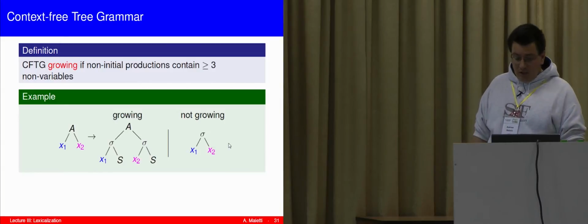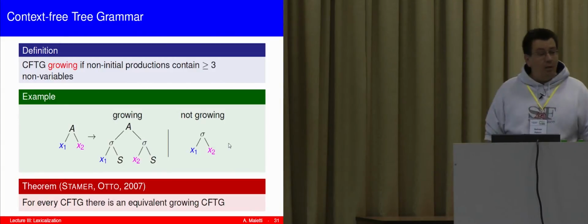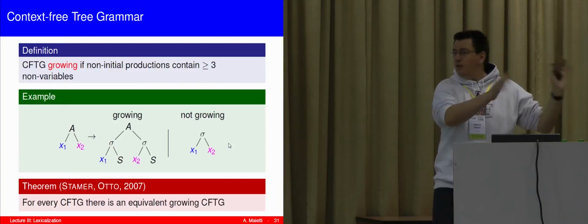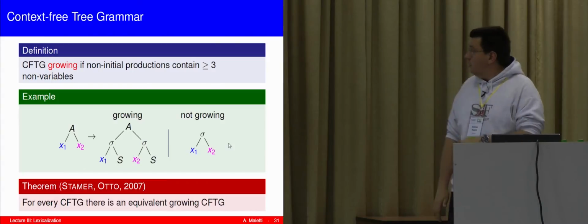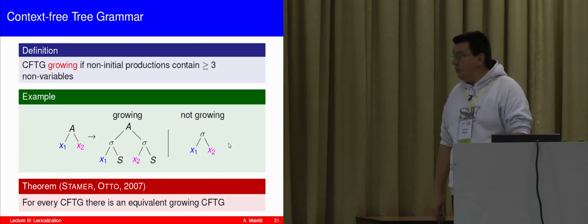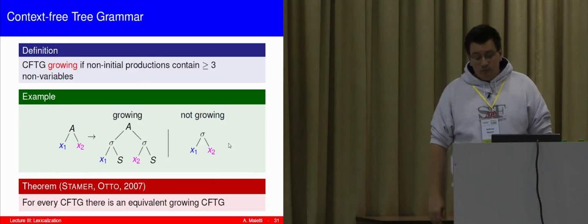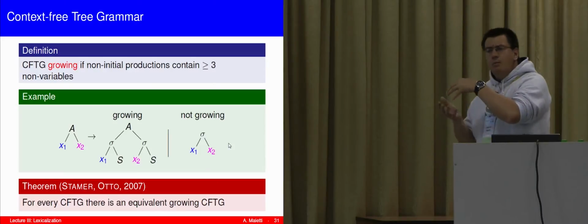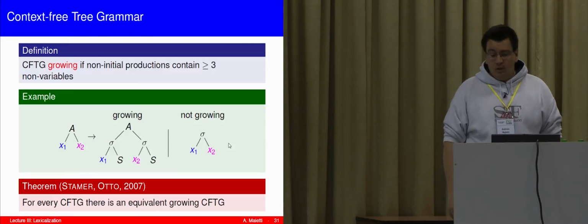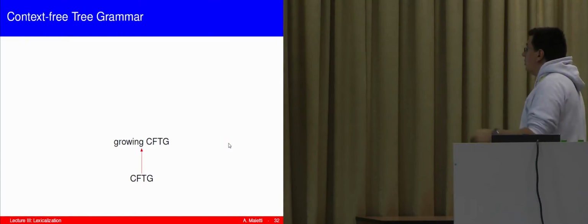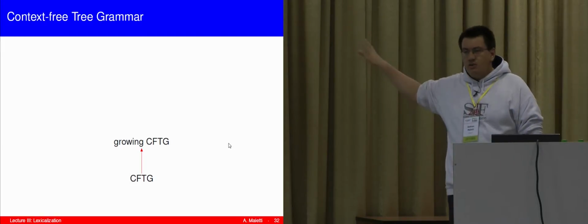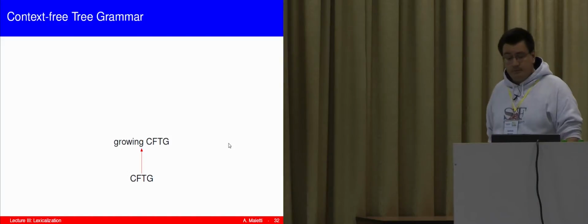And fortunately, some other people helped us there. They did it in a completely different context, right? They had nothing to do with linguistics or anything like this. So Starmer and Otto in 2007 proved that for every context-free tree grammar, there's an equivalent one that is growing. Okay, so you can probably imagine how this works. You have to glue rules together until you have enough symbols, so to say. Okay, so you can turn every context-free tree grammar into a growing one. The start separation is so easy, I'll just skip it from the diagram, right? You can always do this.